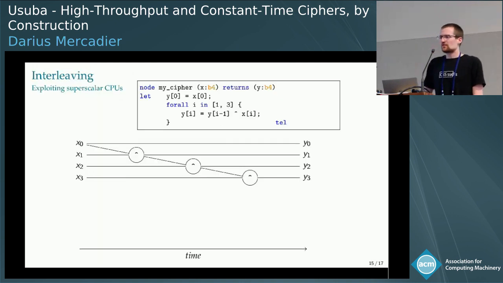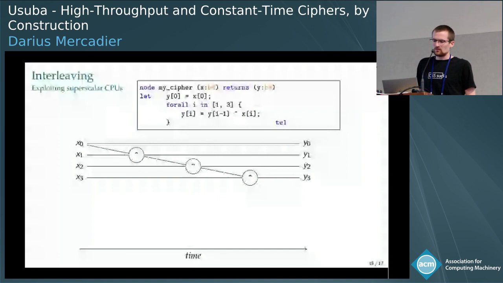So I've mentioned earlier that if you just write some straightforward C code for your bit-slice algorithm, it's not very efficient. There are a couple of reasons for that, and Usuba does a couple of optimizations, well, more than a couple actually. I'm just going to talk about a single one right now, which is interleaving.